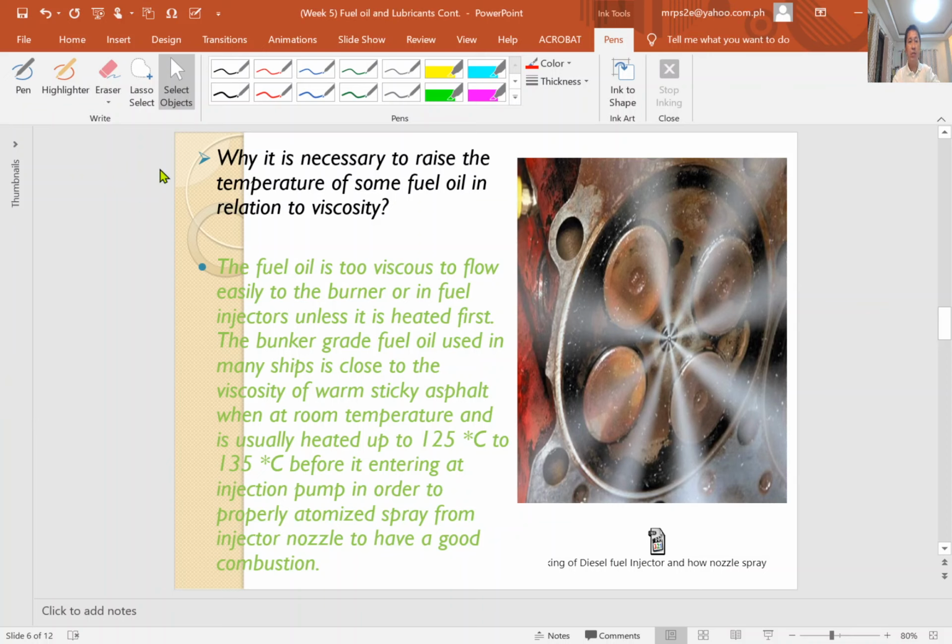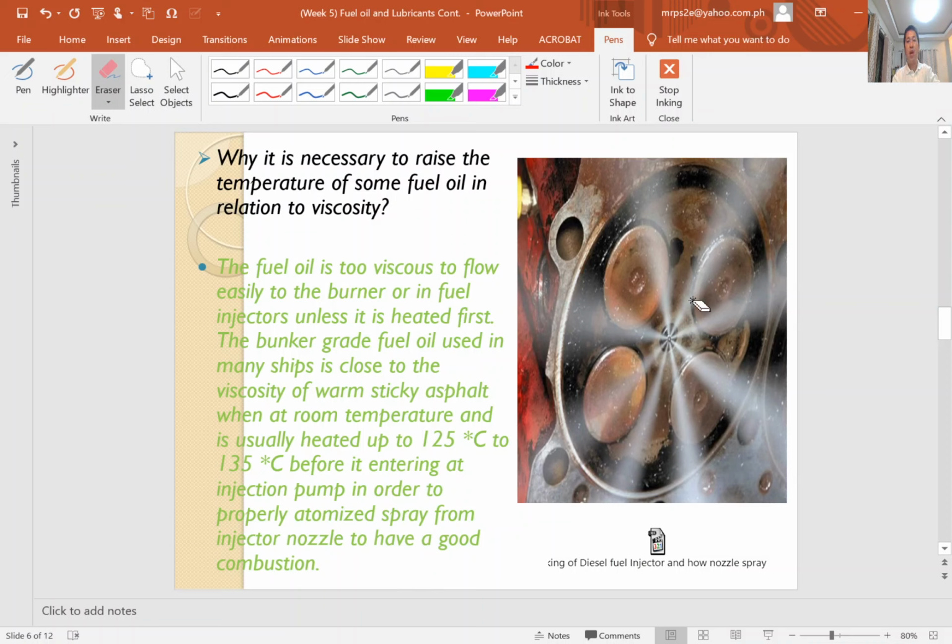In here, the fuel is too viscous to flow easily to the burner or in fuel injectors unless it is heated first. The bunker grade fuel used in many ships is close to the viscosity of warm sticky asphalt at room temperature and is usually heated up to 125 degrees Celsius to 135 degrees Celsius before entering the injection pump in order to properly atomize spray from the injector nozzle to have a good combustion.